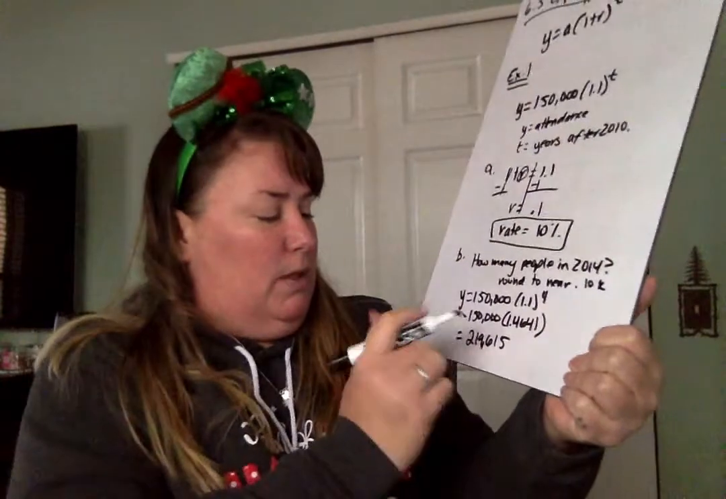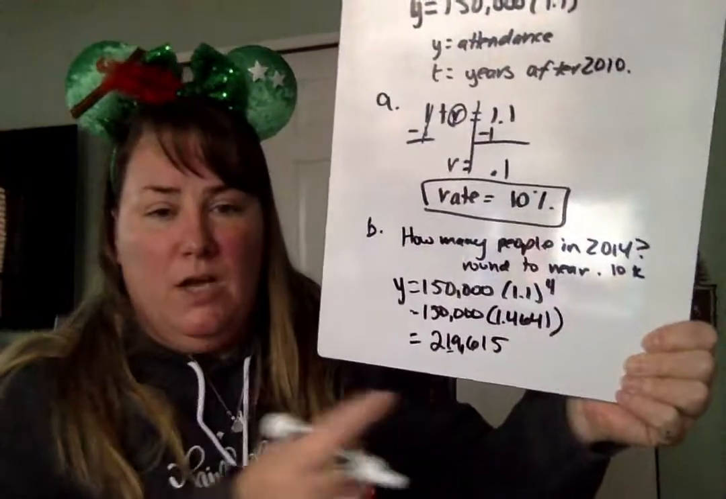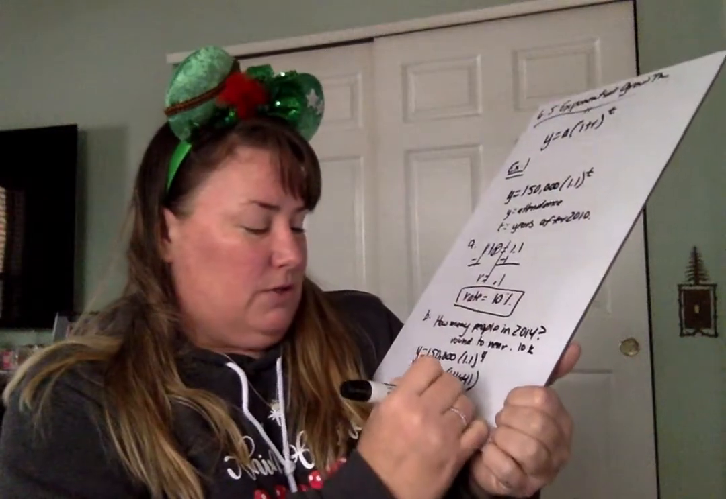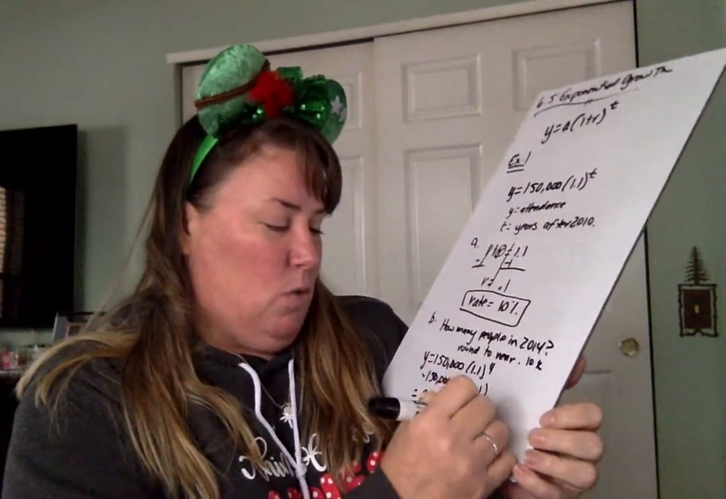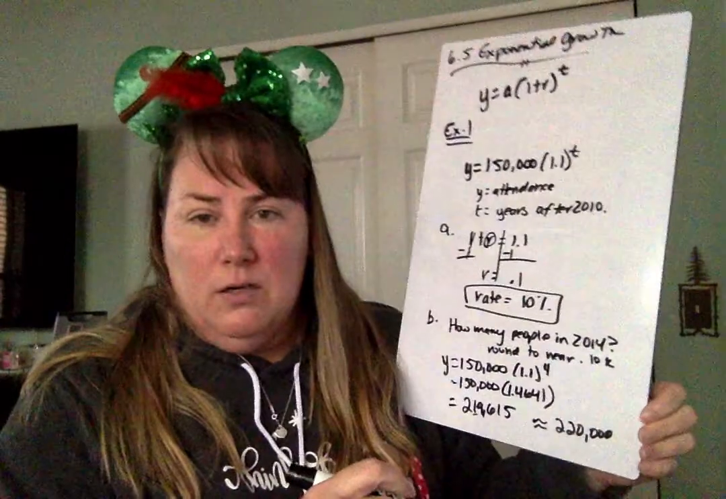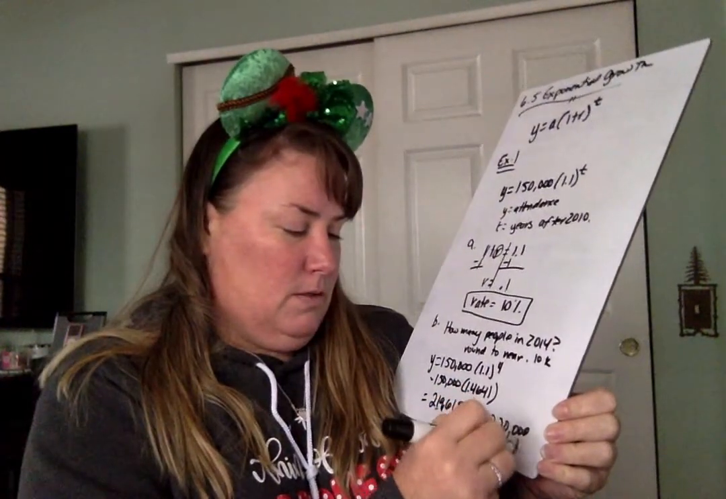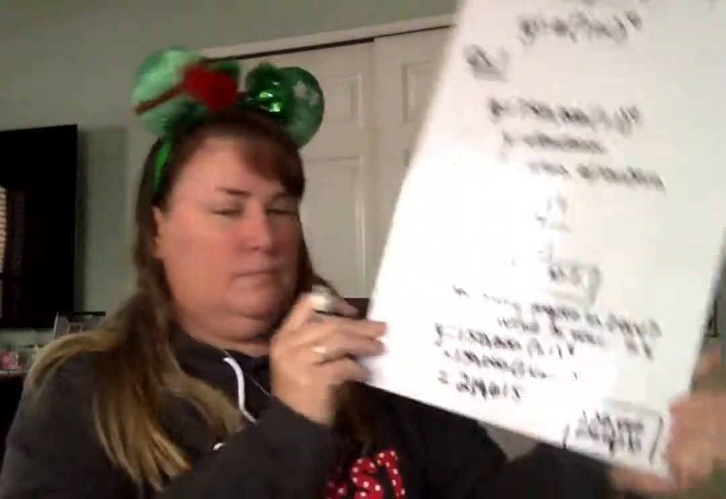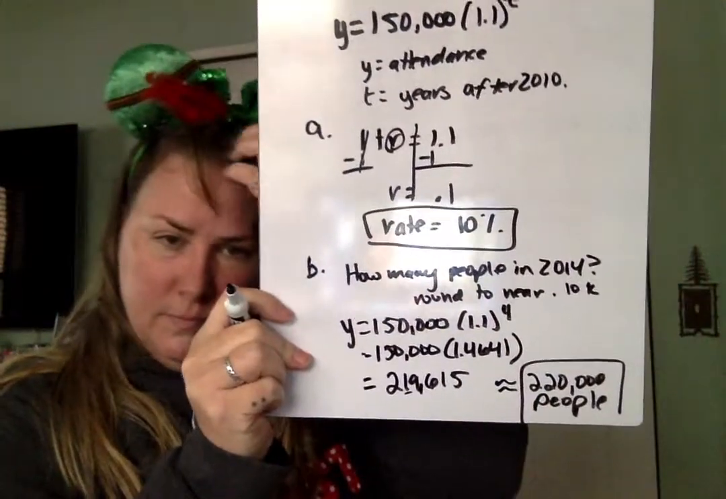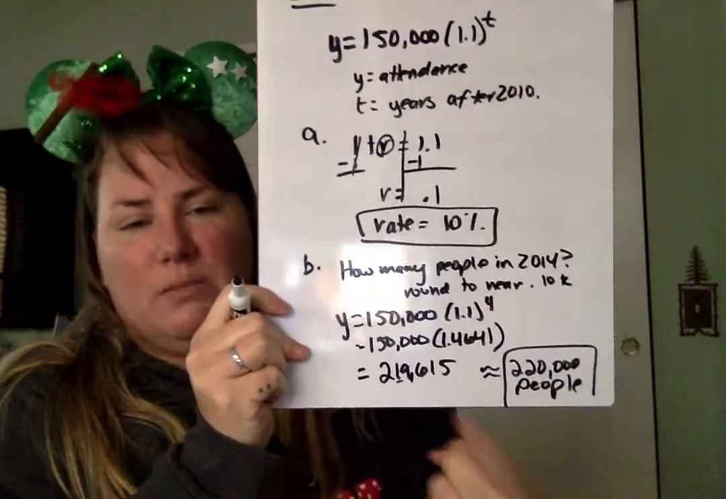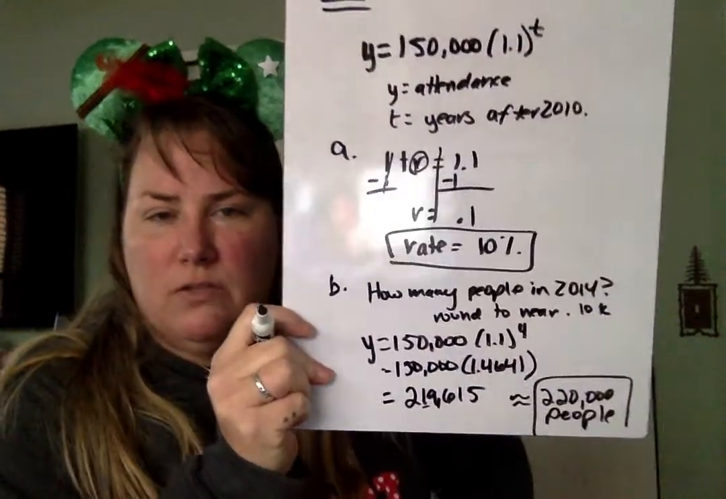Okay, nope, sorry, my line's underneath the wrong number. There we go. So we're going to look at the 9, and the 9 is going to push that one up. So our answer is approximately 220,000. But you got to make sure you have a label. People. So there's going to be approximately 220,000 people at the music festival in 2014.